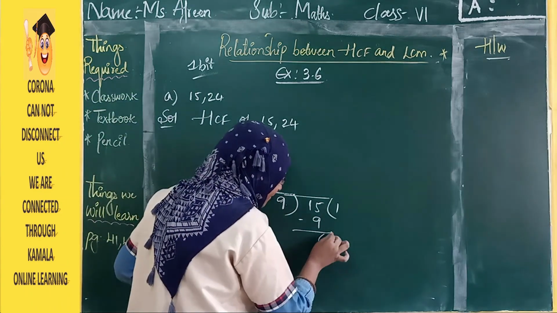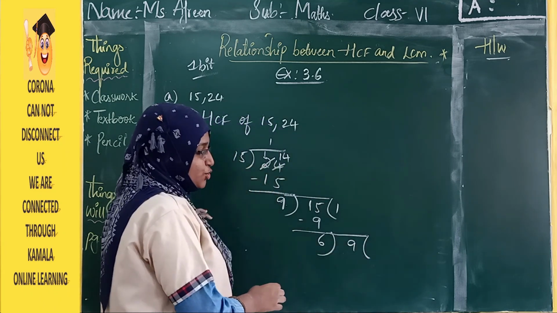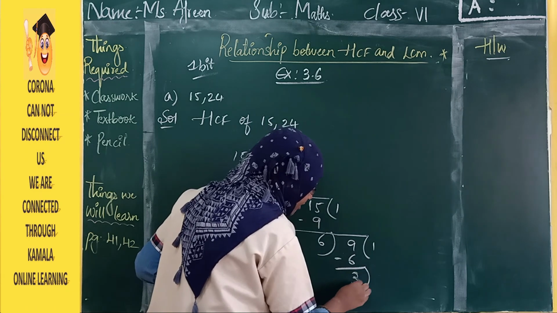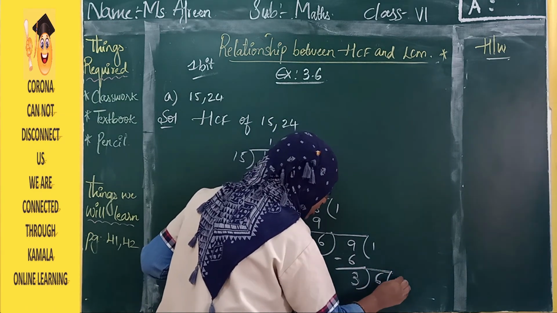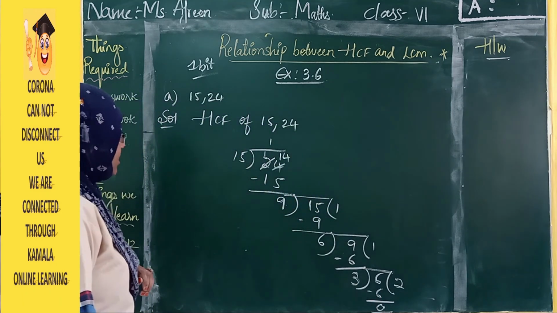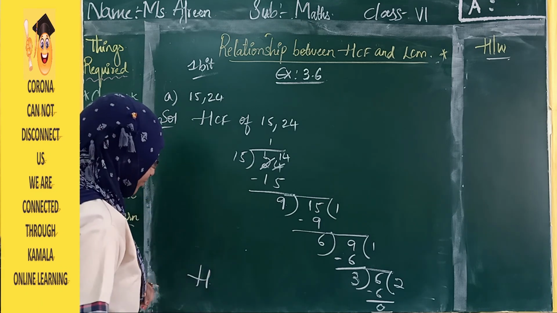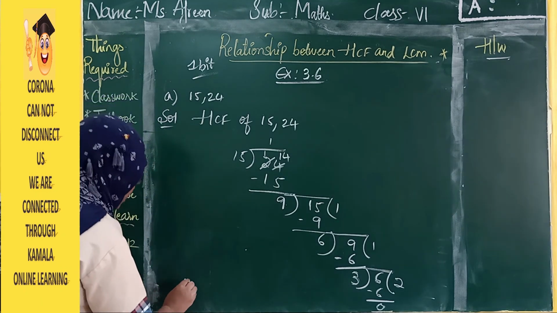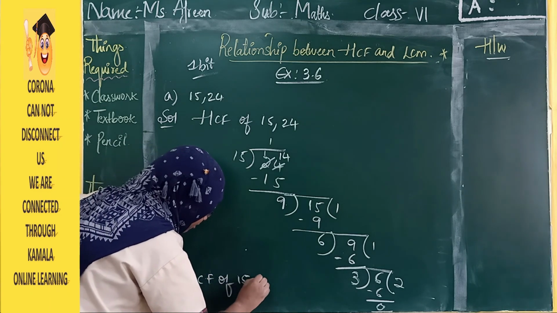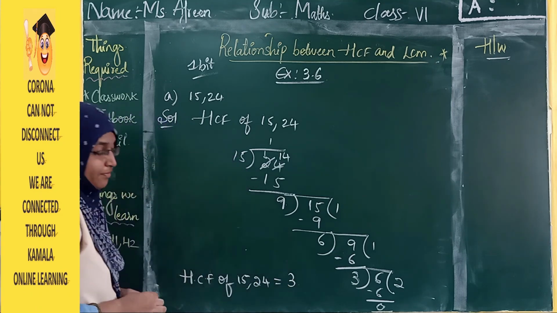Again if you divide 6 by 9, 6 ones are 6, so 9 minus 6 is 3. Again when you divide 6 by 3, 3 twos are 6, 6 minus 6 is 0. So the HCF of these two is 3. HCF of 15, 24 is 3. Okay.